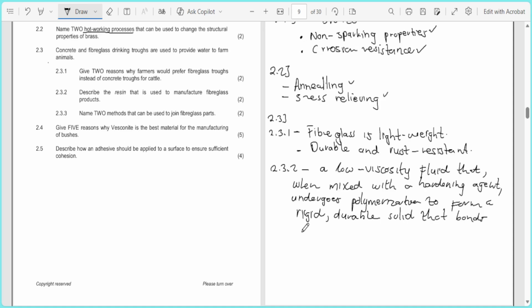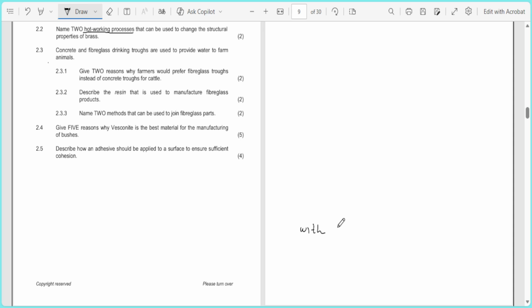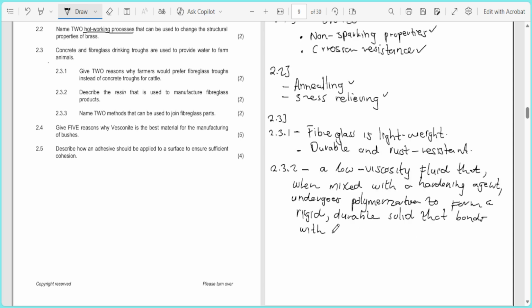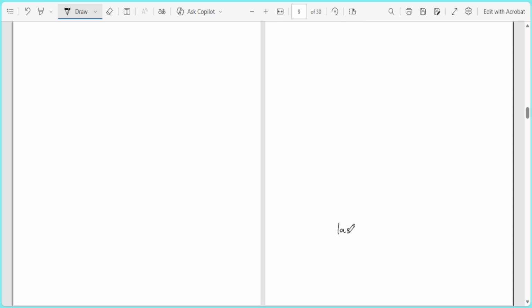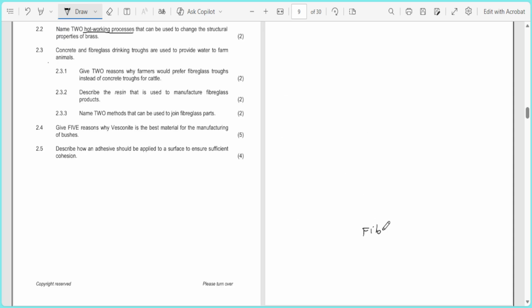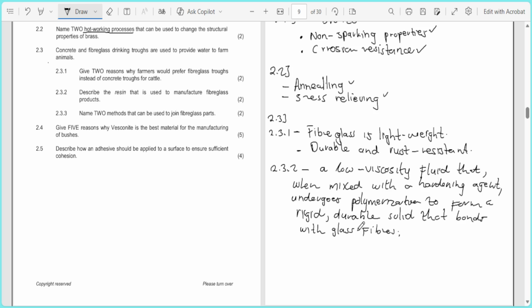bonds with glass fibers. Forgive the flashing of my writing. Maybe the PDF reader is unstable. Okay, it bonds with glass fibers. Now it is ideal because it is cost effective, cures easily at room temperature, and is resistant to water, chemicals, and UV degradation, making it suitable for outdoor farming equipment. So that is the resin description.